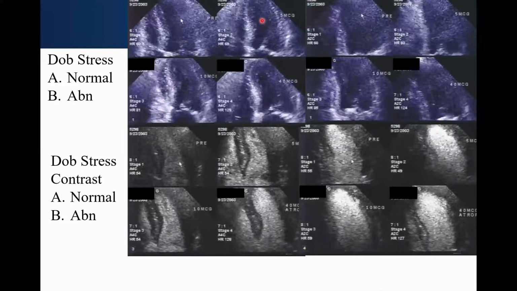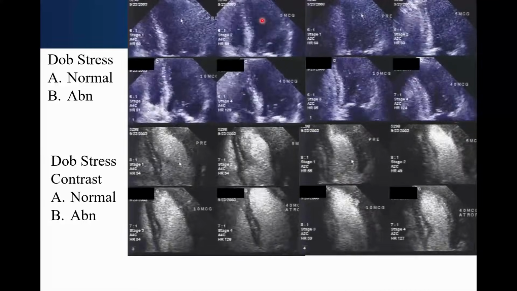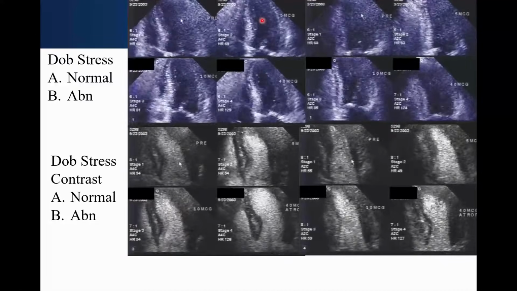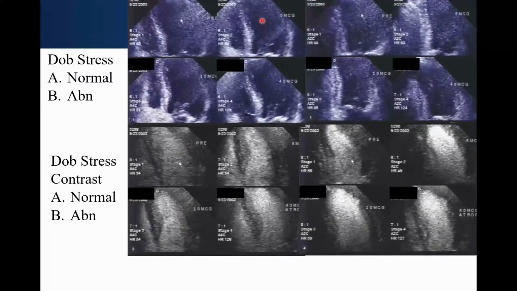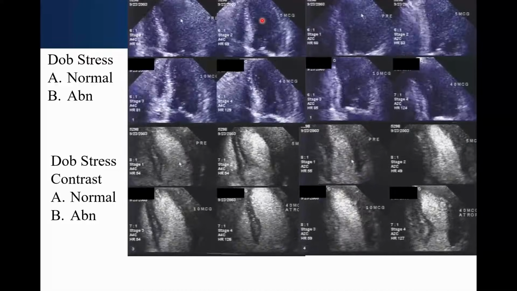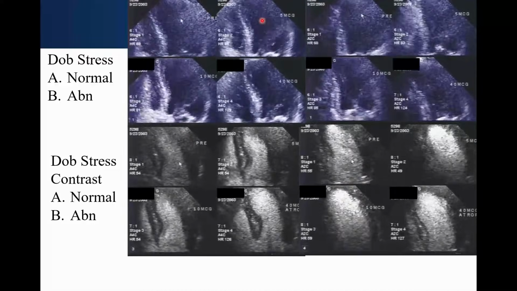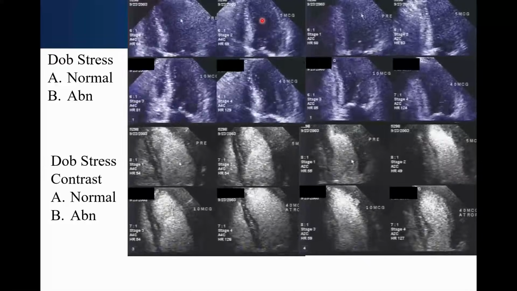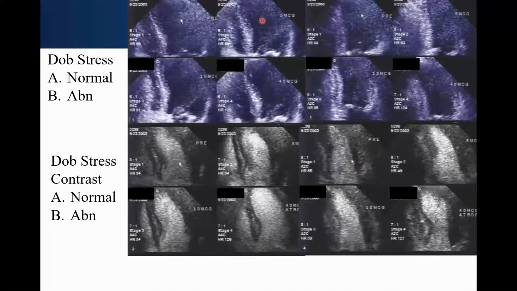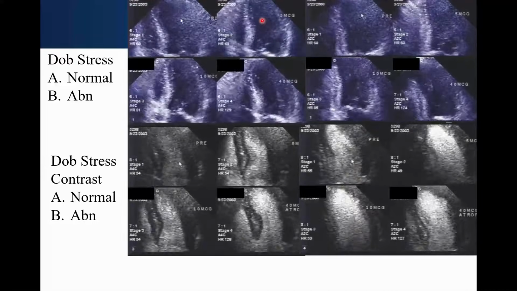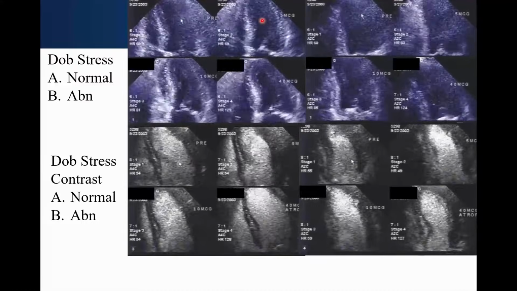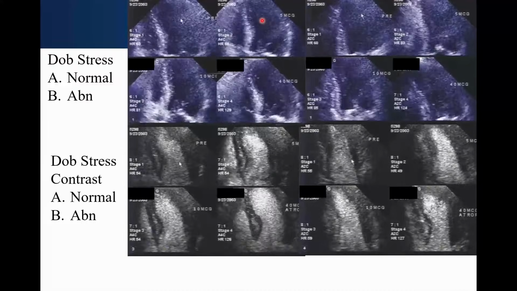Again, this was one of the pivotal studies that put contrast on the map for stress echo, which involved the patients coming twice and getting dobutamine. This was with dobutamine. Dobutamine stress echo without, and then again with contrast. So we owe a debt of gratitude to those patients, and they of course had coronary angiography.